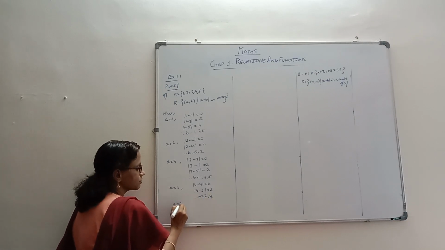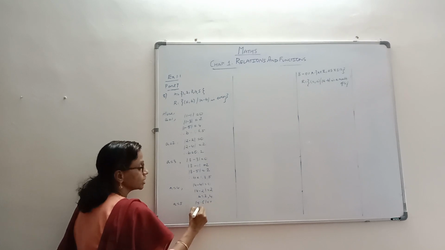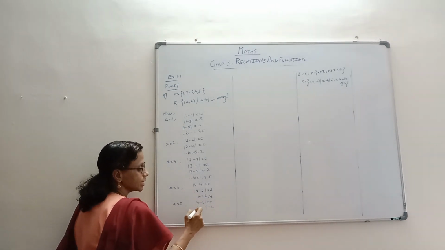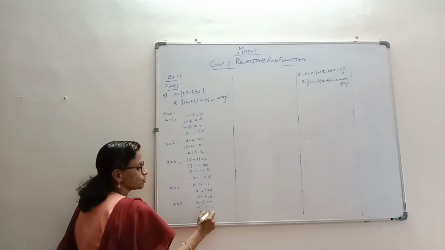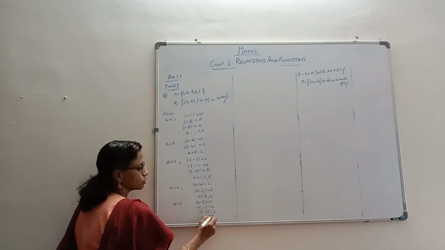Then when A is 5, 5 minus 5 is 0, 5 minus 1 is 4, that's permissible, 5 minus 2 is 3, 5 minus 3 is 2, that's permissible. 5 minus 4 is 1, that's not permissible. So the permissible values of B are 1, 3 and 5. Right?